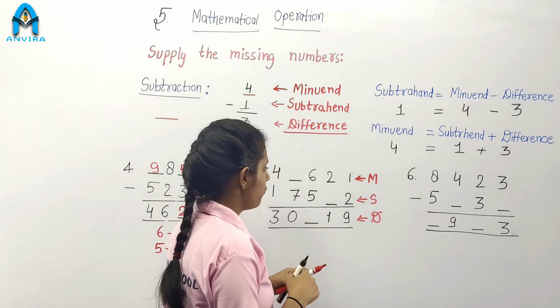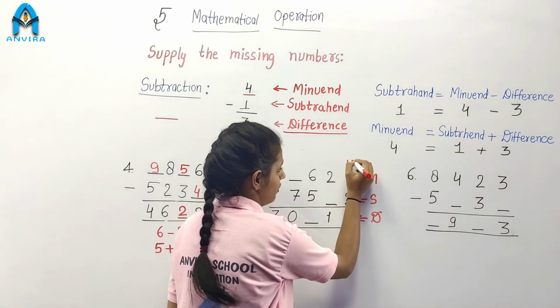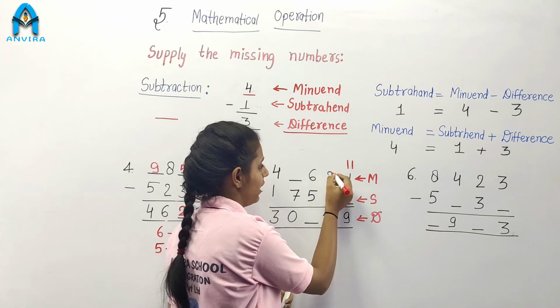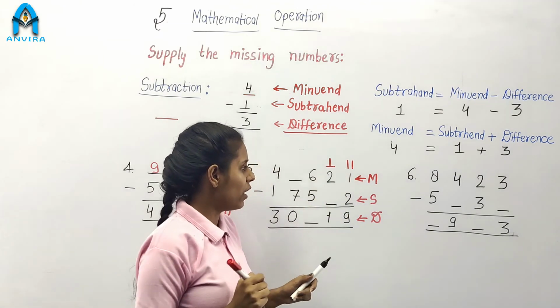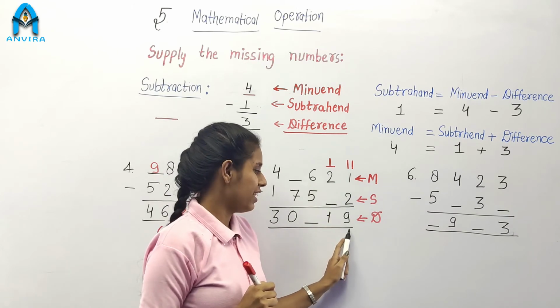In this case, we are doing borrow. This is 11. We borrow 1 tenth. So this is 11 and this becomes 1. So 11 minus 2 is equal to 9.